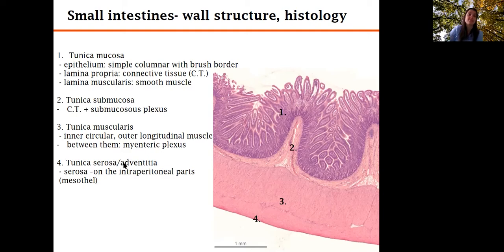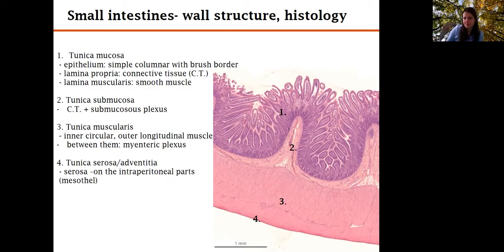It depends on the peritoneum, actually. If the small intestine is intraperitoneal, so it's covered fully by the peritoneum, then it will have tunica serosa, a mesothelial layer outside. If it's retroperitoneal, then it will be covered by a tunica adventitia, which is a loose connective tissue.